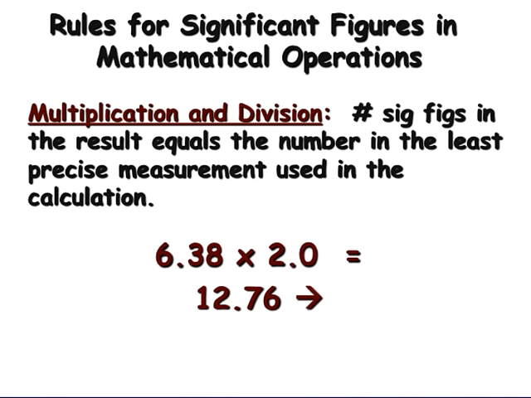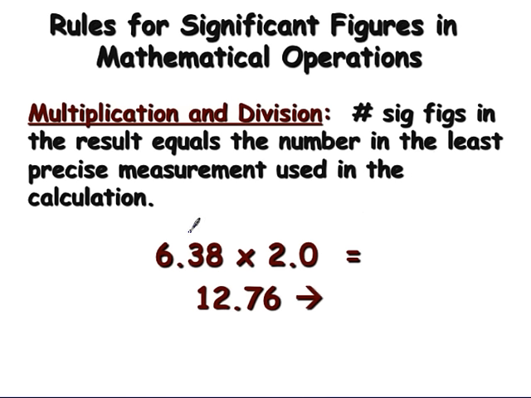Okay, so now we're going to look at how you're going to work with basically your calculations in the lab. So your rule for multiplication and division: sig figs in the result equals the number in the least precise measurement used in the calculation. So what that means is it's going to have the same number of sig figs as the least amount in your problem.